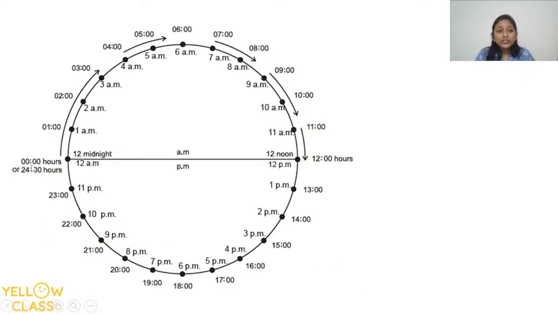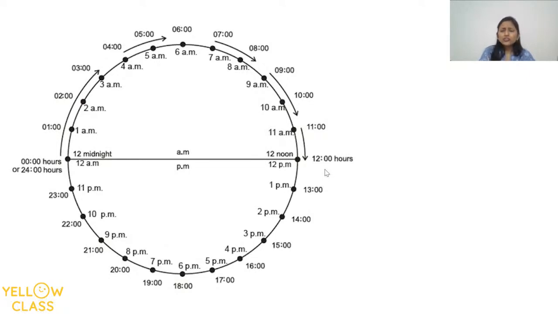One important thing here is that for 12 midnight, or 12 a.m., we are going to use 0000 hours or 2400 hours. Sounds interesting, isn't it? 0000 hours. And for 12 noon, we are going to say 1200 hours.